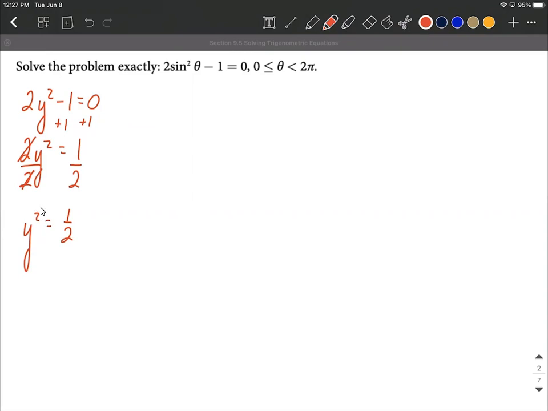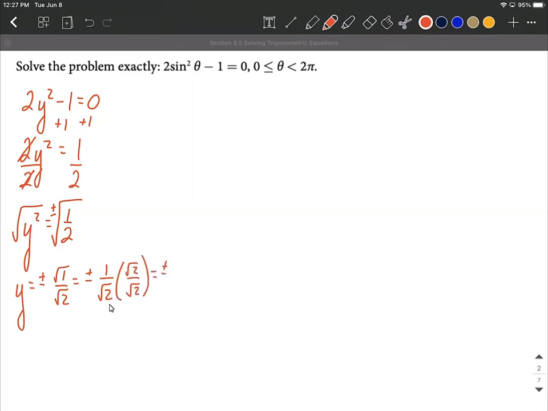Now to get y by itself and to eliminate that square, I would apply a square root to both sides. Because we applied the square root to both sides, we want to include a positive and negative case. So that'll put y on one side by itself. Then I'm going to put a square root in the numerator and in the denominator. So that'll be plus or minus 1 over the square root of 2. I'm going to rationalize this by getting rid of the square root from the denominator, multiplying numerator and denominator by the square root of 2.